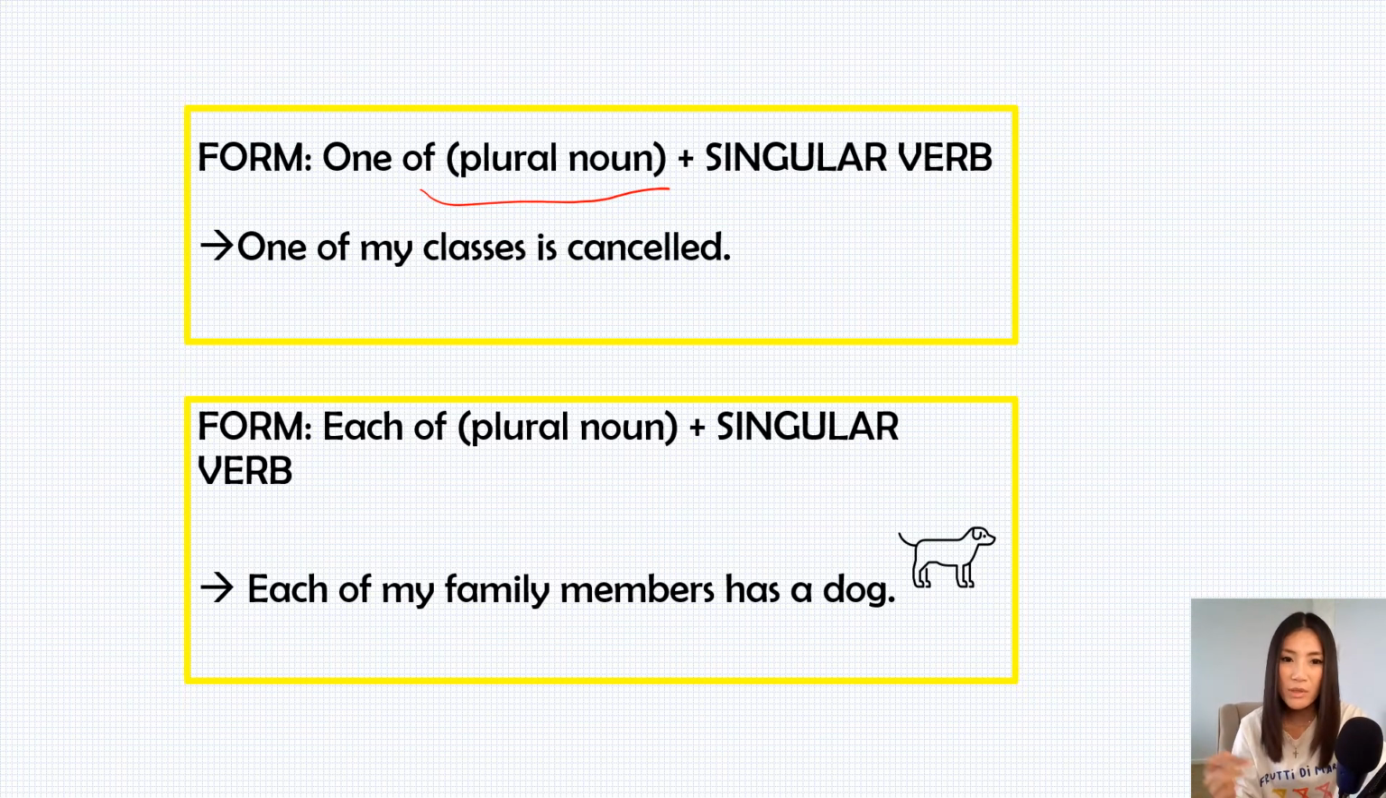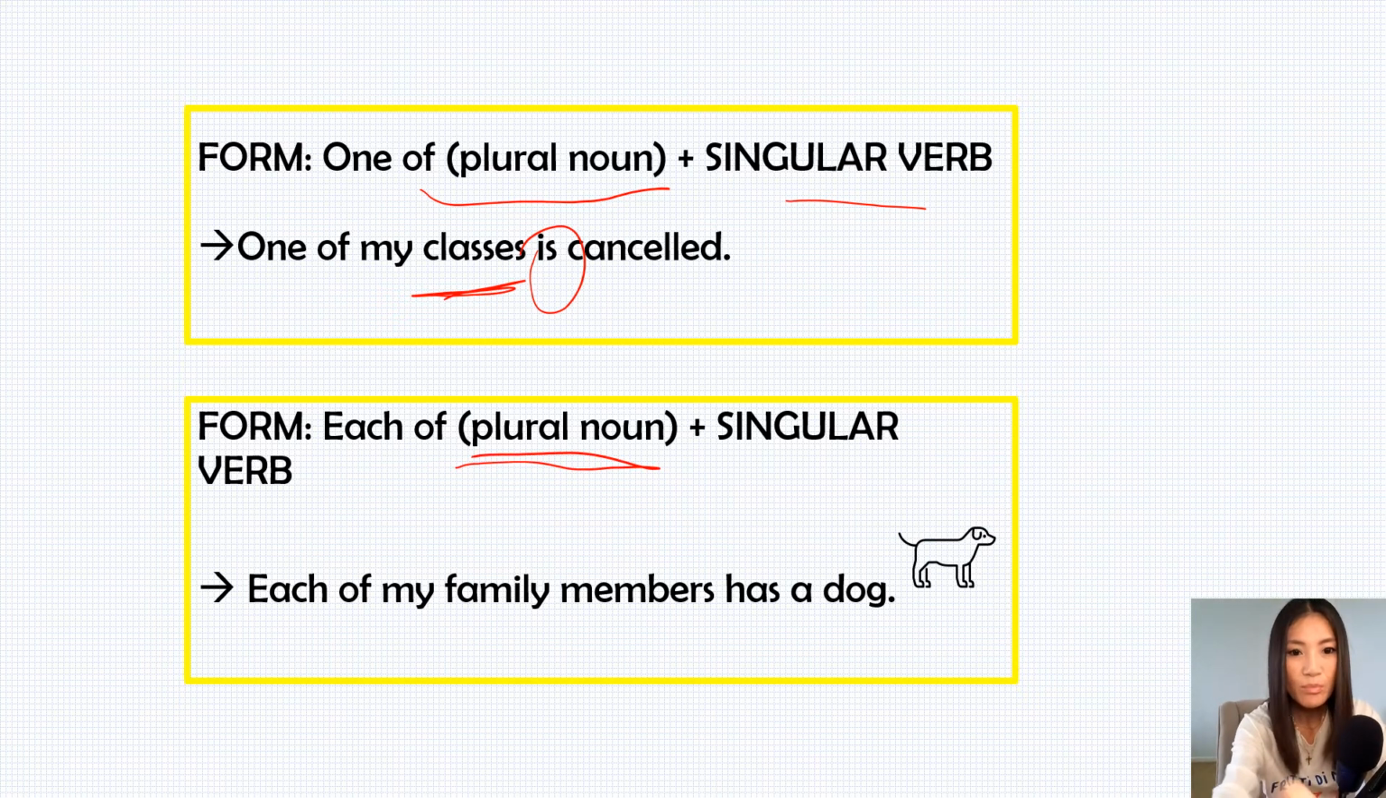So it's going to be a plural count noun, and you're always going to use a singular verb. For example, one of my classes is canceled. Classes is a plural noun. Is is a singular verb.